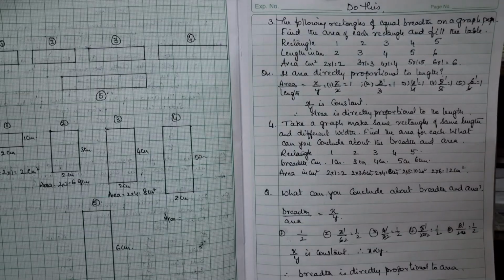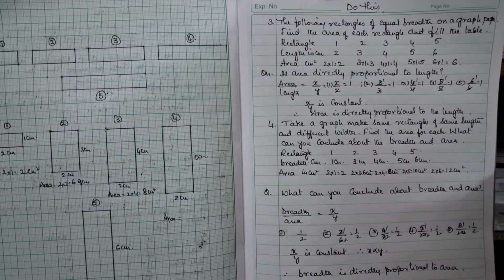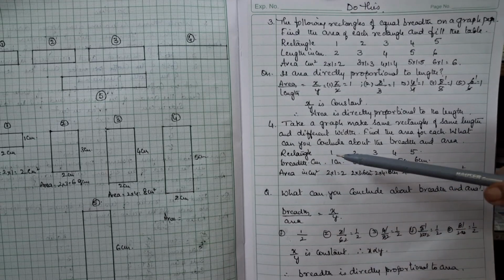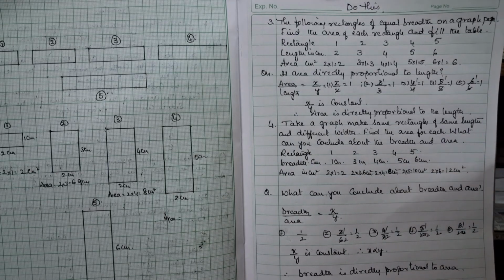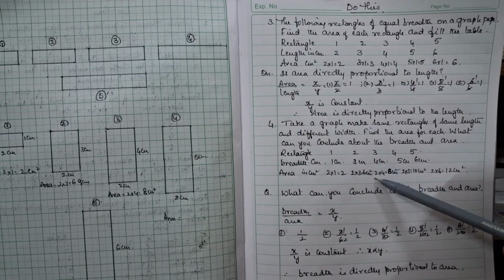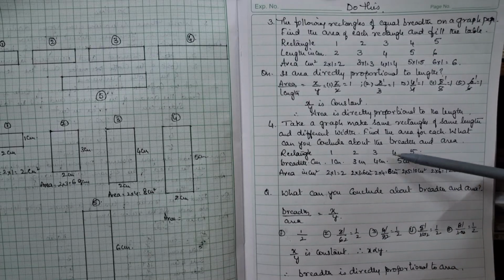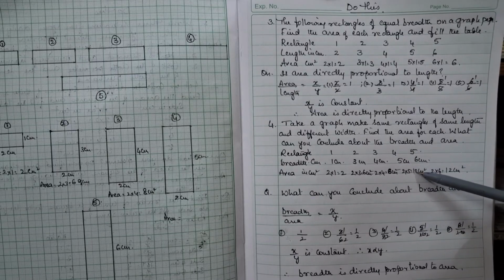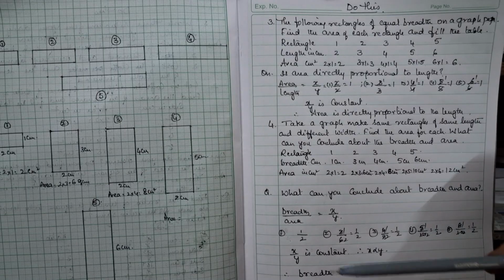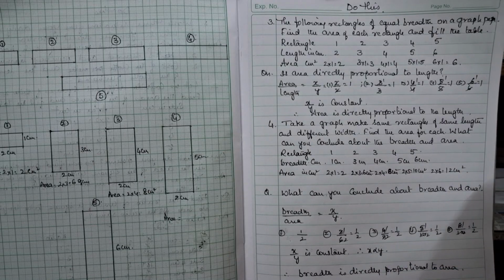Now what happens here? The question is, what can you conclude about breadth and area? So let us see breadth by area, that is x by y. The first one, breadth is 1 centimeter by area 2, 1 by 2. The second one, 3 by 6, that is 1 by 2. The third one, 4 by 8, 1 by 2. Fourth one, 5 by 10, that is 1 by 2. Fifth one, 6 by 12, that is 1 by 2. That means x by y is constant. That means x is directly proportional to y, and breadth is directly proportional to area.